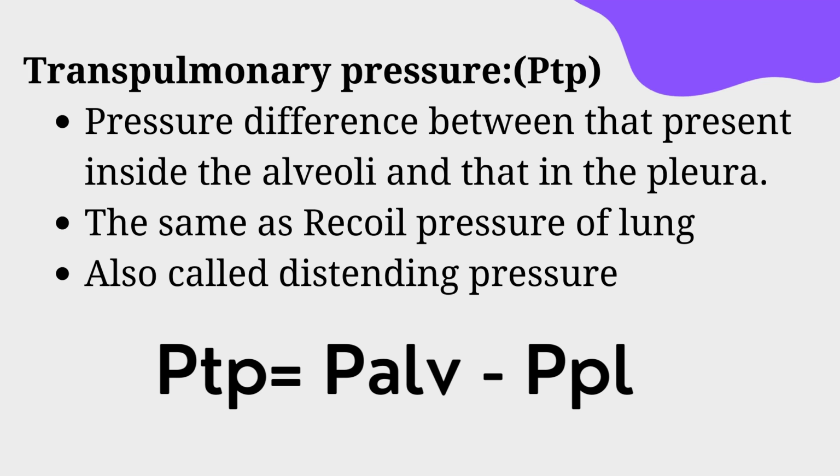Its value is the same as that of the recoil pressure of the lung, the elastic recoil pressure of the lung, or the pressure that tends to collapse the lung at every instant of time. Though the value of the transpulmonary pressure is the same as that of the recoil pressure, please note that the transpulmonary pressure is actually the force that is opposing the recoil of the lung. So though it is the same in value, its action is opposite to that of the recoil pressure. In other words, it can also be called the distending pressure of the lung.